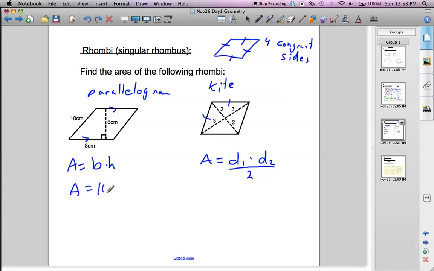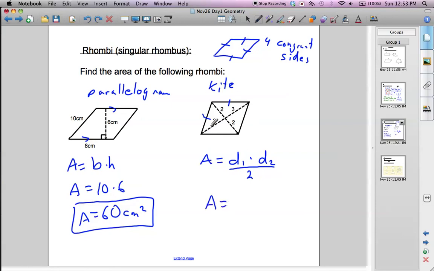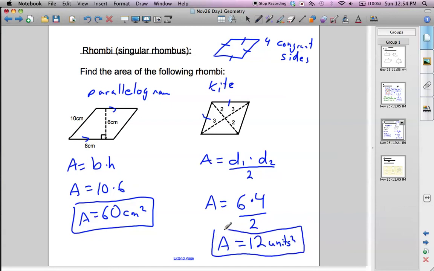Let's look at the first example. Area equals base times height, so that's 10 times 6, which equals 60. In this case, we've got centimeters, so the area is 60 square centimeters. And in the second example, the diagonals are, this one's 3 and 3, so that's 6. This is 2 and 2, so this diagonal is 4. 6 times 4 is 24, divided by 2, which equals 12. No units are given, so one thing you can do is just write units squared if no units are given. So that's the area of the second rhombus.